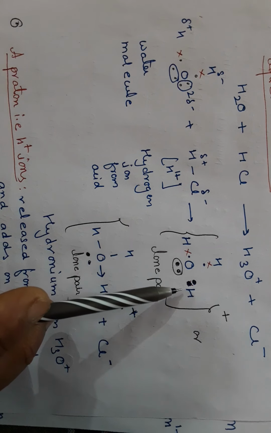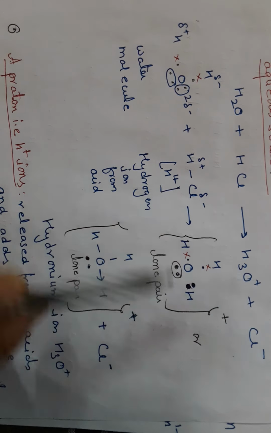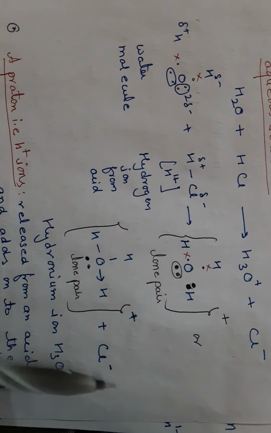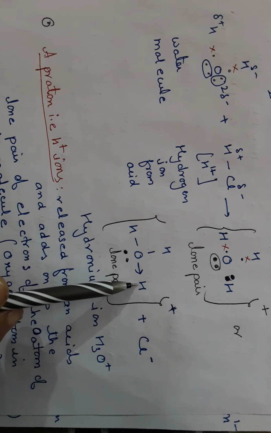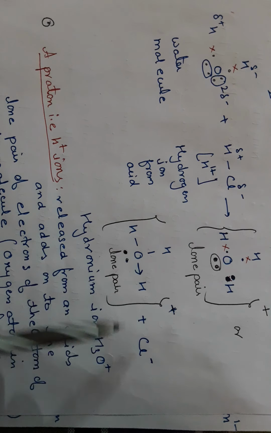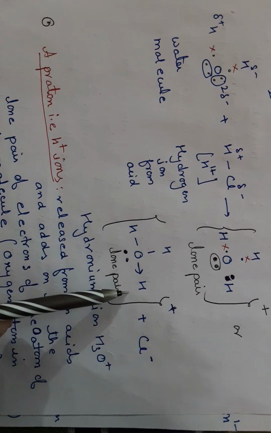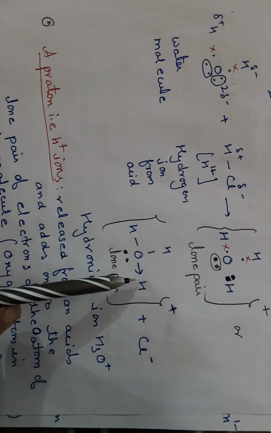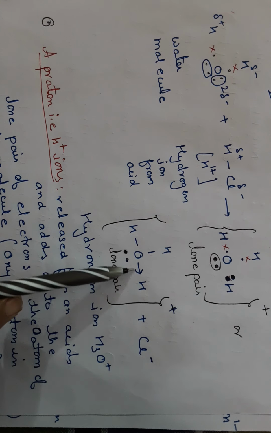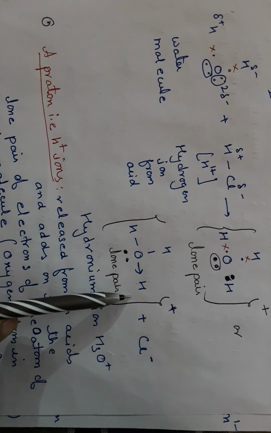Now the hydrogen ion accepts the lone pair of electrons, forming a coordinate covalent bond. Again I am repeating, the hydrogen ion accepts the lone pair of electrons, forming a coordinate covalent bond.